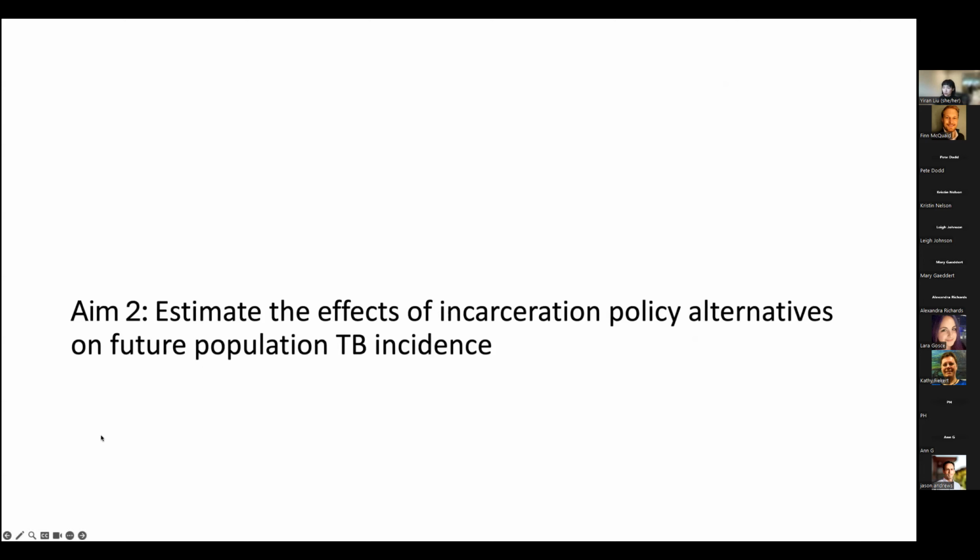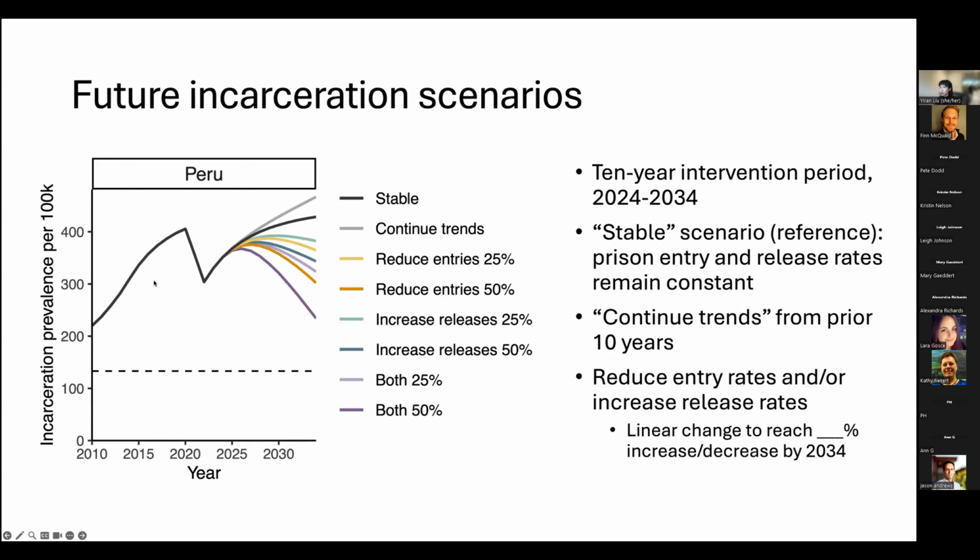Okay, so now we'll talk about the second aim, which is to estimate the effects of incarceration policy alternatives on future population TB incidence. I'll start by orienting you to the different future incarceration scenarios that we simulated, showing Peru here as an example. We had a 10-year intervention period starting from 2024. Our reference or base case scenario was the black line here, which we call stable. For this, we basically held entry and release rates for entry into prison and release from prison constant over the 10-year intervention period.